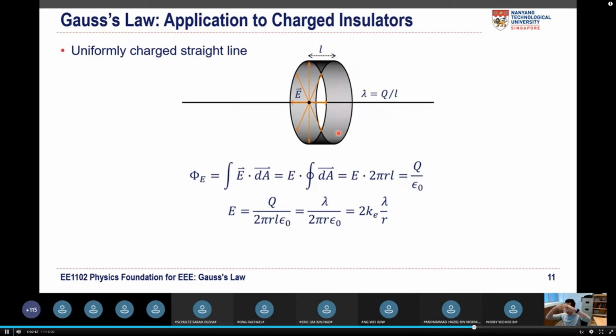This surface is wrapping around, let's say, this straight line. So in order to calculate the flux, we just need to calculate the area that is surrounding it, which is going to be what? It's going to be the circumference of this circle times L, because when you flatten it out, it's going to be a rectangle.